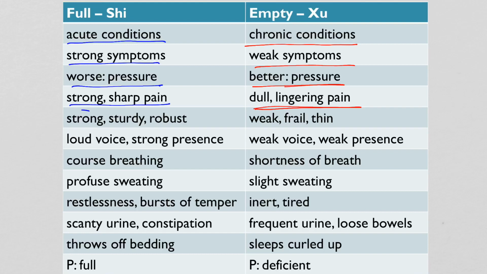Full constitutions tend to be strong, sturdy, robust with a loud voice and strong presence. The breathing tends to be coarse, sweating tends to be profuse, and they're restless with bursts of temper. Whereas empty types are the opposite. They tend to be weak, frail and thin, tend to have weaker voices and weaker presences, shortness of breath, slight sweating, and tend to be inert or tired. So I use this extensively when diagnosing very young babies and children, where the diagnosis is much harder to make in terms of questioning.